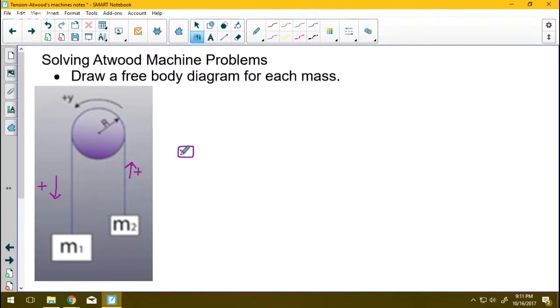So M1 is going to be labeled M1G for what's pulling it down, and then we have tension pulling up. Again, down is positive for that one. Then M2, okay, we have M2G pulling down, tension pulling up, and up is positive for M2. So let's do our F net Y for 2 first.